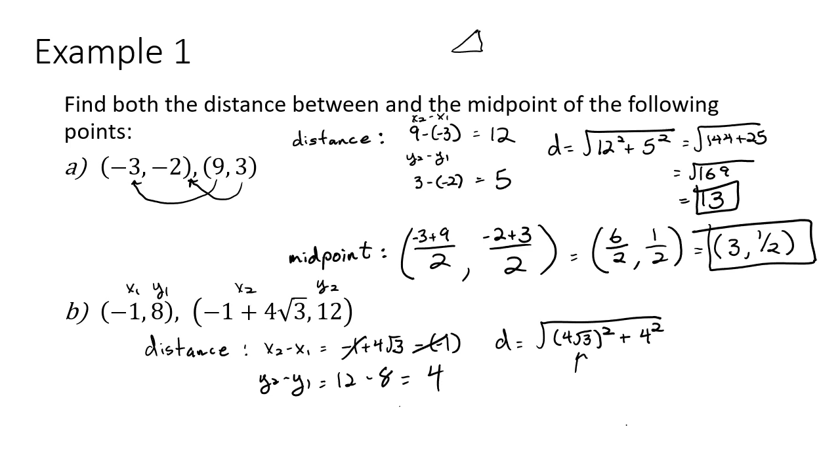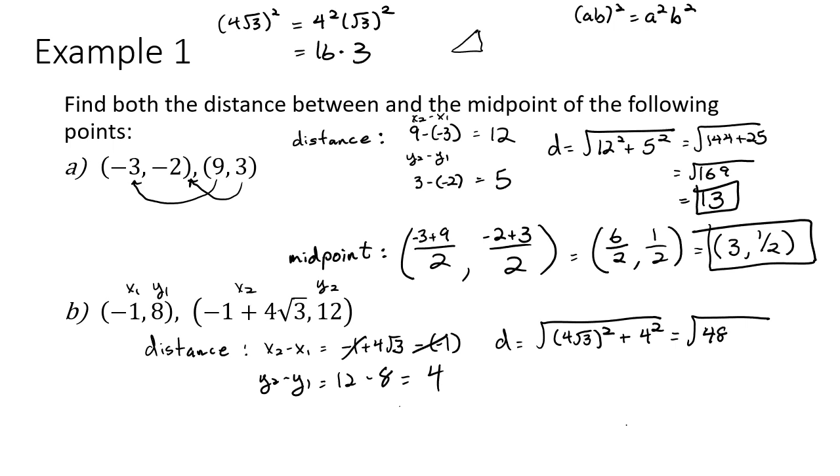Now we've dealt with stuff like this back in chapter P. If you've got 4 square root of 3 squared, by property of exponents, exponents distribute across multiplication and division. So that would be 4 squared times square root of 3 squared, or 16 times 3, right? It just gets rid of the square root sign on the 3. So that would give us 48. And this is plus 4 squared, which is 16. So we combine those together to get square root of 64, which is just 8.